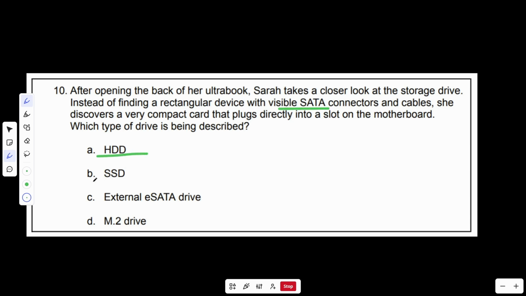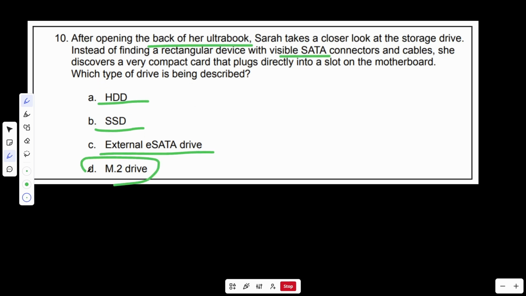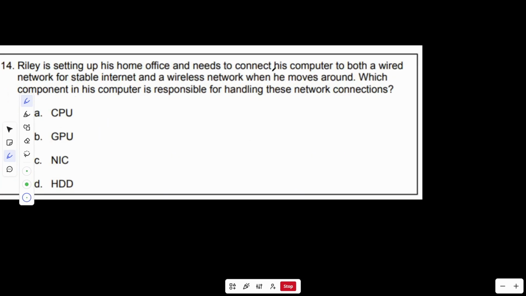That uses SATA, that uses SATA, that uses eSATA, but this specified that she opened the back of her Ultrabook or her laptop, meaning that it was inside the laptop, right? So therefore, it had to be the M2 drive. Hopefully that makes sense, guys.